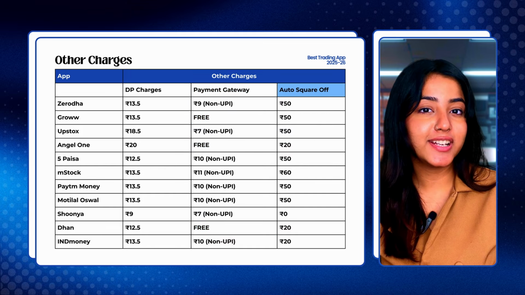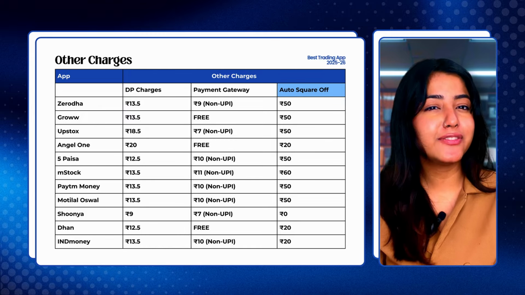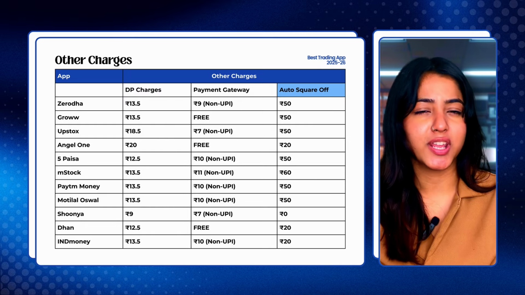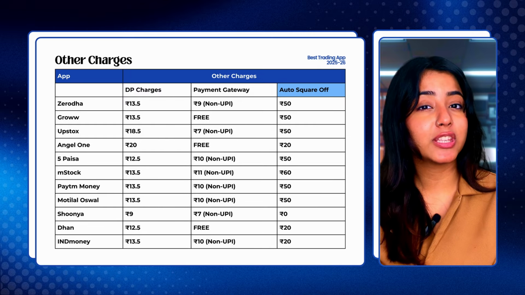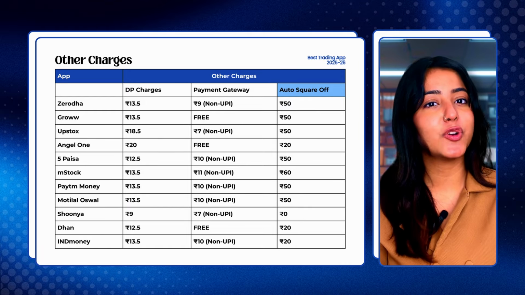When you do an intraday trade, you have to buy and sell the stock on the same day. You have until 3:15 p.m. to square off your position. If you forget to square off before the 3:15 p.m. cutoff, the broker will do it on your behalf and charge you a penalty.